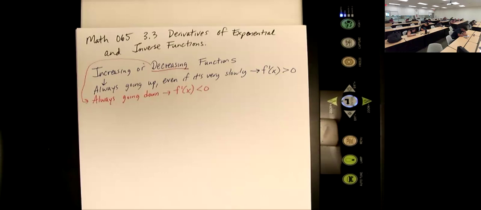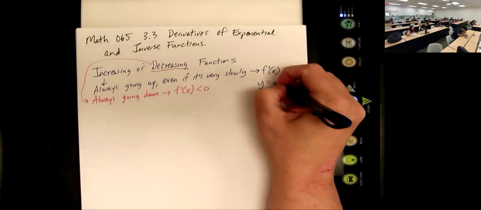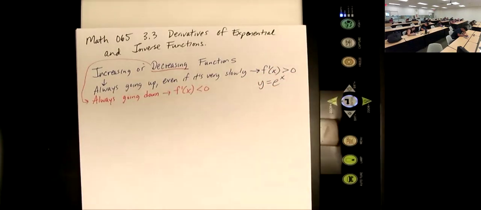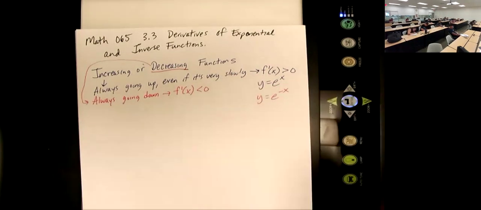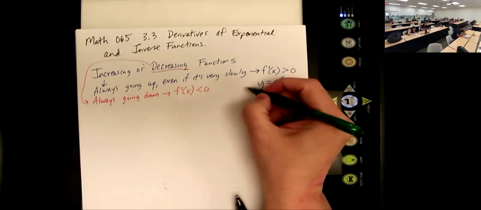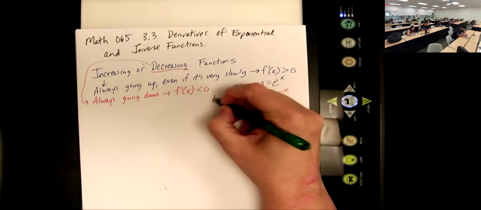An example of the first one: y equals e to the x. And an example of the second one: y equals e to the negative x. Increasing and decreasing examples.